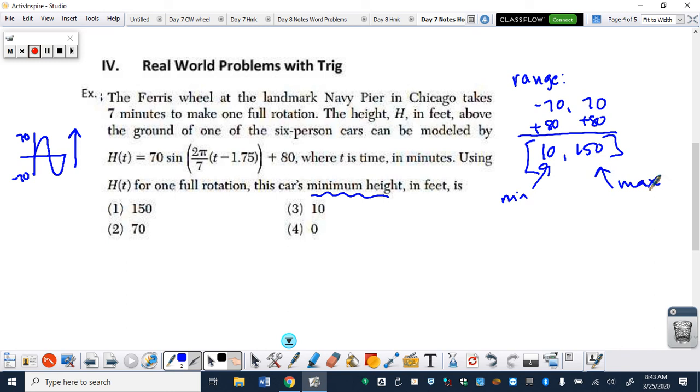10 is my minimum, and 150 is the maximum. So you want to make sure you understand. They're not going to say range in the word problem. They're going to ask you for minimum, maximum, lowest, highest. You have to know that in order to find one of those, you have to find the range.